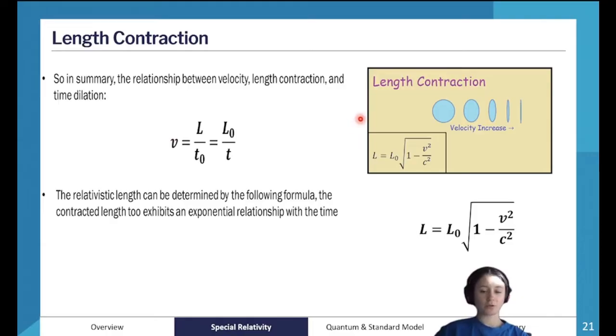One thing you also need to keep in mind is that when we're talking about length contraction, the length only contracts in the direction of motion. Alright, so having a look at our circle here, the height of the circle is not changing. It's only the width of the circle. Alright? So, the length only contracts in the direction of motion.